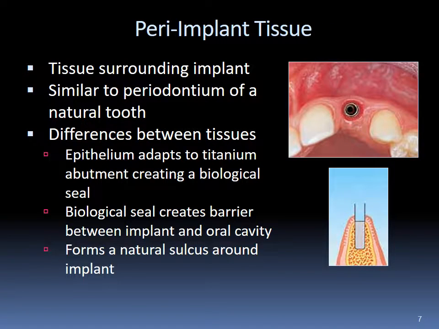The peri-implant tissue surrounds the implant and is similar to the periodontium of a natural tooth. A difference between the tissues is that the epithelium adapts to the titanium abutment by creating a biological seal. This biological seal creates a barrier between the implant and oral cavity and forms a natural sulcus around the implant.